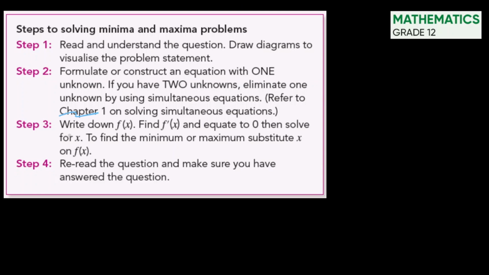And the third step is to write down the equation that you've established, your f of x. Whenever they ask you to find the minimum or maximum, you always find the first derivative, then equate to 0, and then you solve for x. To finally answer your question, you have to substitute your x into the original equation, which is f of x, to find that minimum or maximum value.